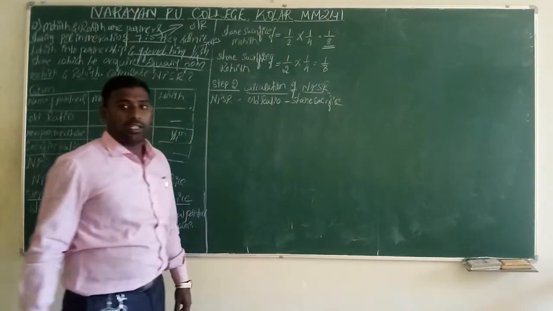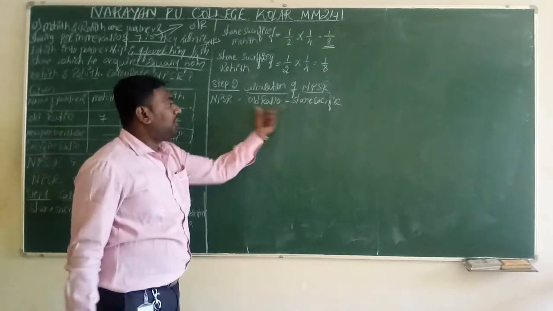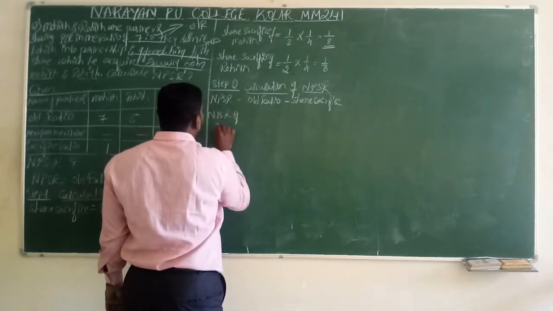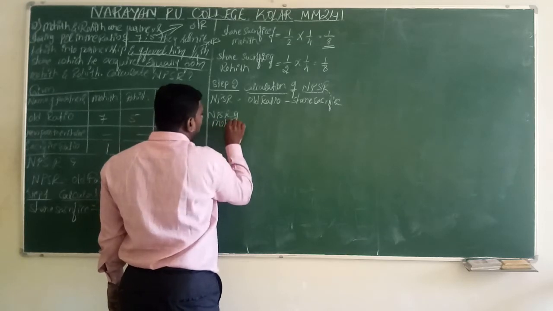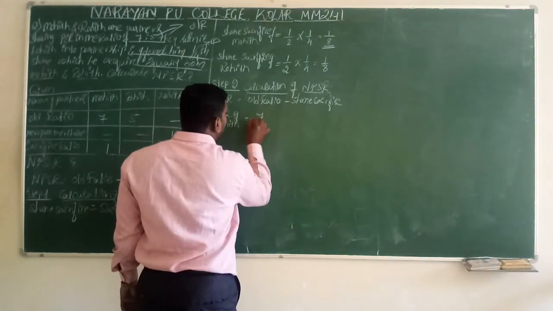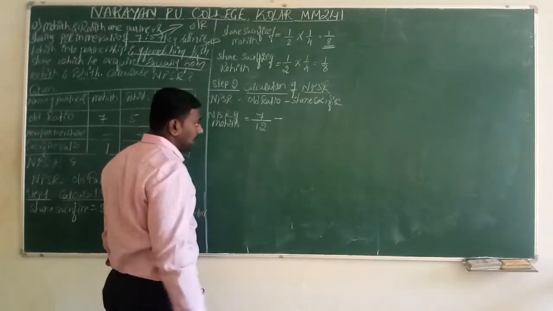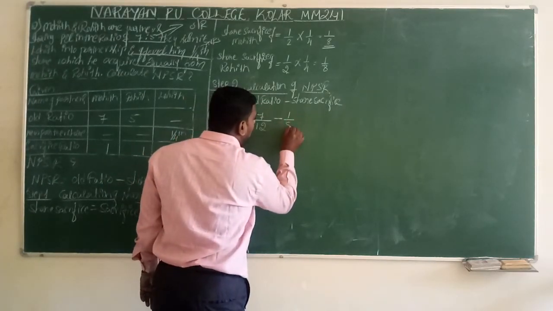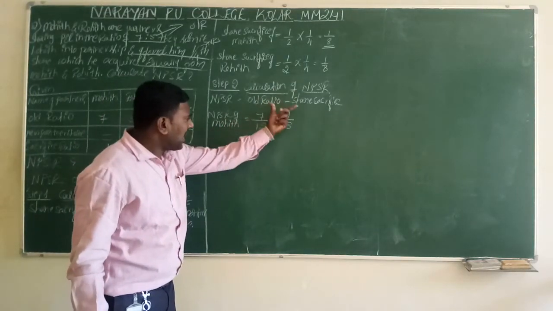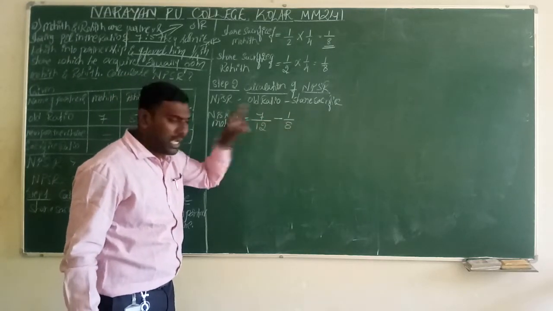Old ratio minus share sacrifice. So the formula is there. We have to calculate the NPSR of Mohit, which is equal to old ratio, 7/12, minus share sacrifice, 1/8. We have to implement the formula as it is: old ratio is 7/12 minus 1/8.